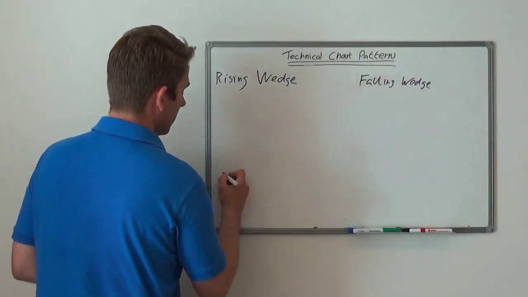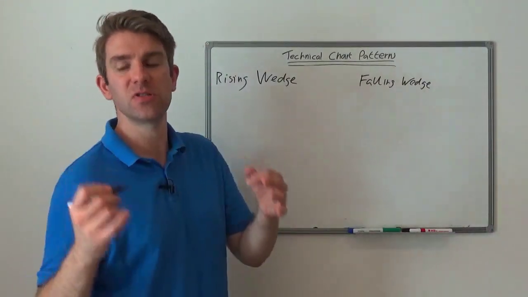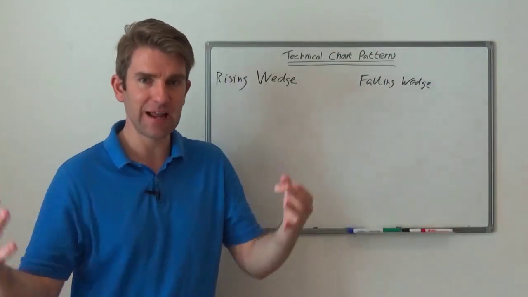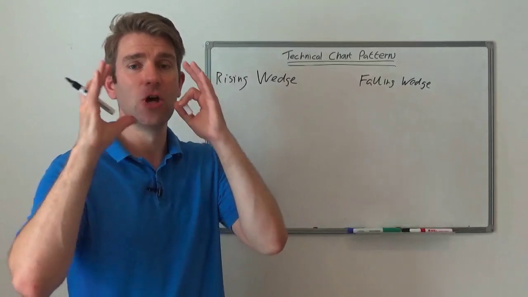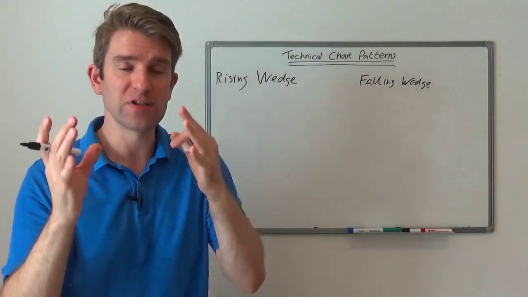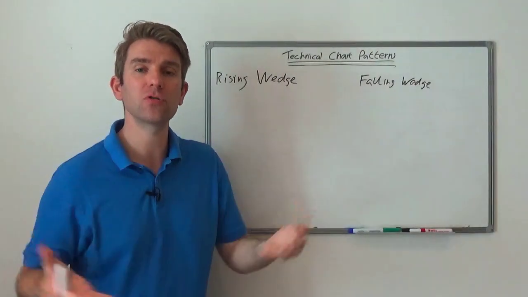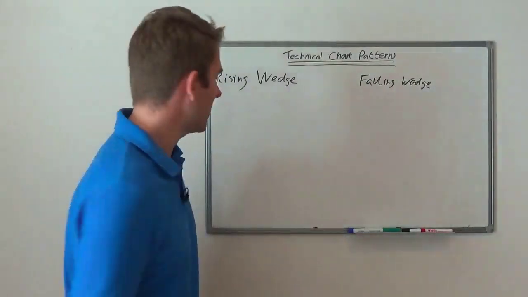So we've got this kind of thing. Now, I think the important thing to distinguish between this and perhaps a flag pattern is a flag is a very tight, short-term, aggressive pattern. A wedge is more of a long-term, it's working itself out kind of thing.